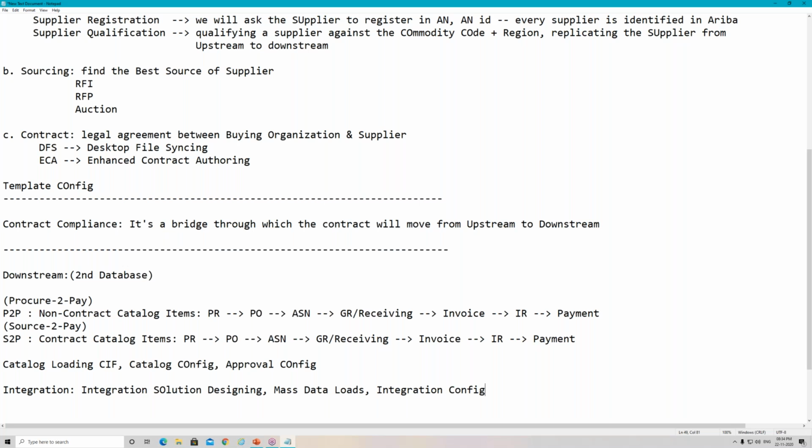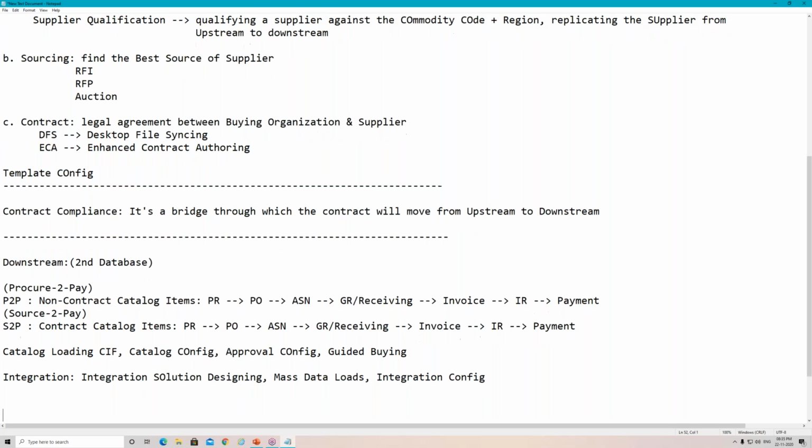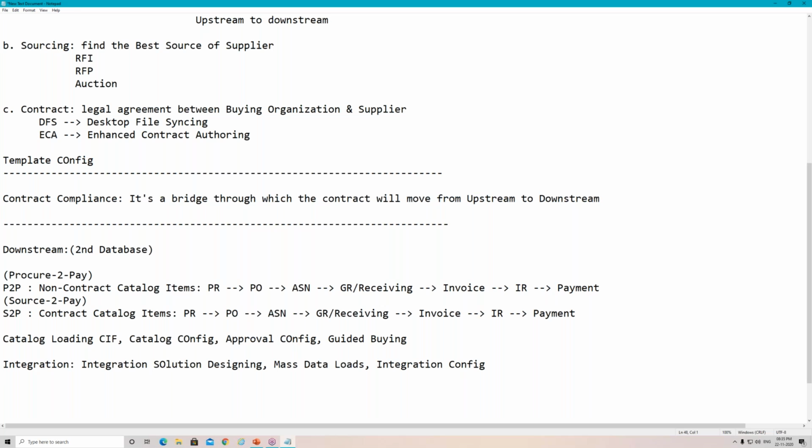Now, another thing we will see in downstream specifically is guided buying. That is also important because whenever you're going for a downstream implementation or upstream plus downstream implementation, guided buying has become a very, very important thing. Why? Because its user interface is very unique, much like Amazon or Flipkart. That is why most clients expect you to implement guided buying for their buyers, especially casual buyers. So that also we are going to see in our downstream.